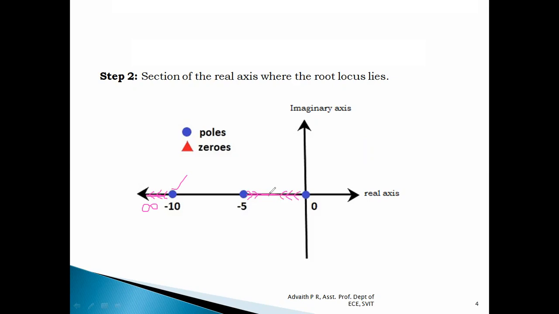It should meet at a point. That point is called the breakaway point. From that breakaway point, it should reach plus infinity and minus infinity. So the next important thing which we have to do is find the breakaway point.